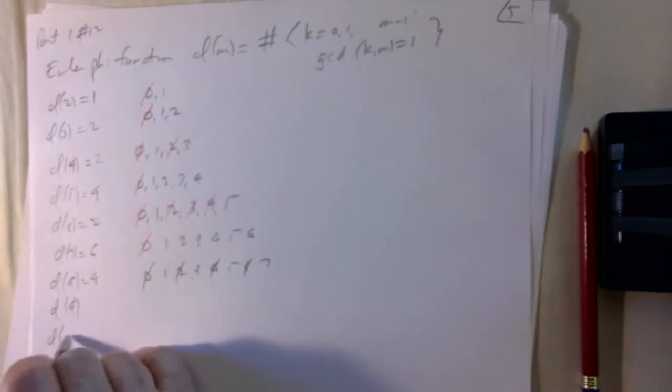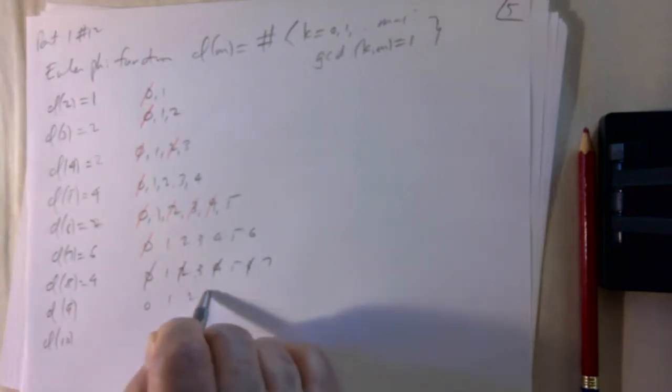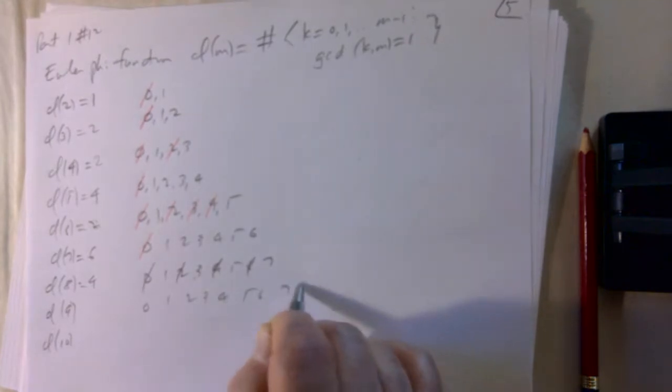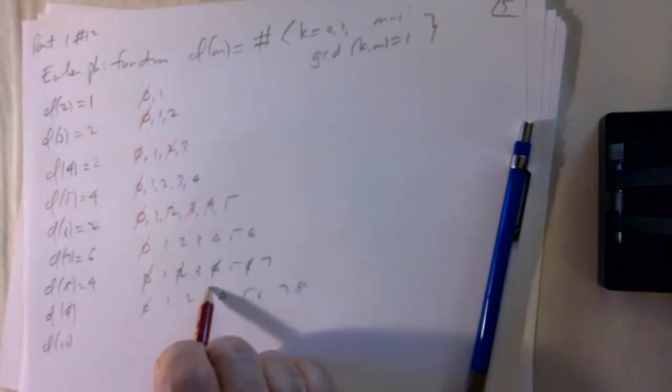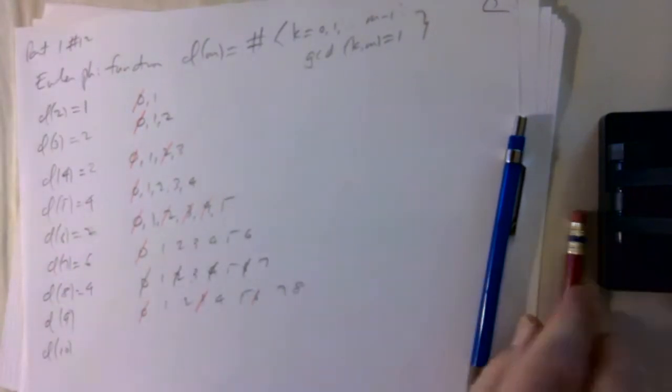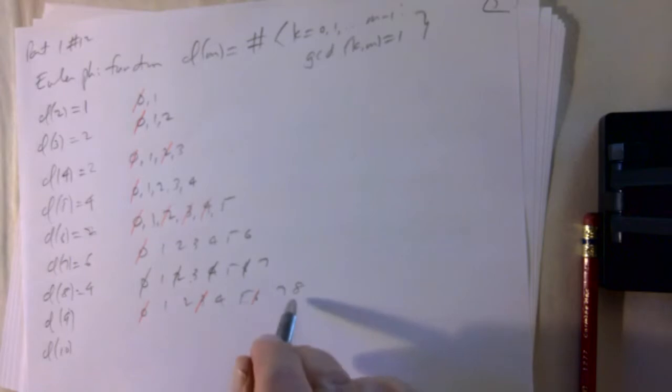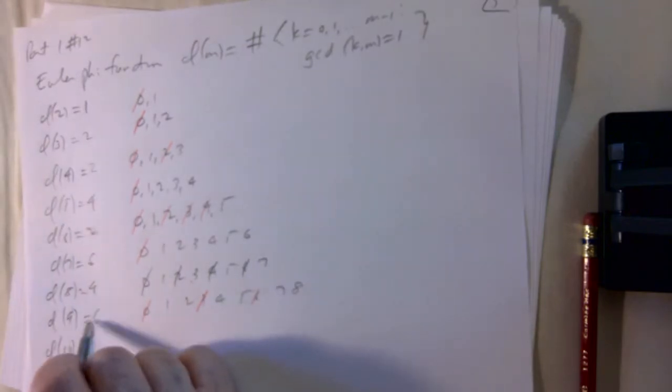Phi of 9 and phi of 10. You have 0, 1, 2, 3, 4, 5, 6, 7, 8, up to 8. You have a factor in common with 9 only if you're divisible by 3. That's 0, 3, and 6. The other 6 numbers have no factor in common with 9, so phi of 9 is 6.